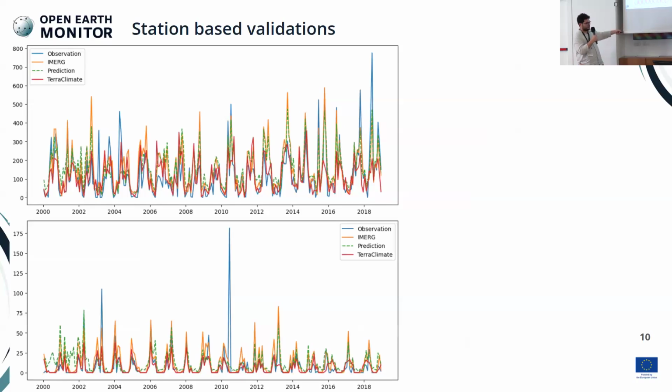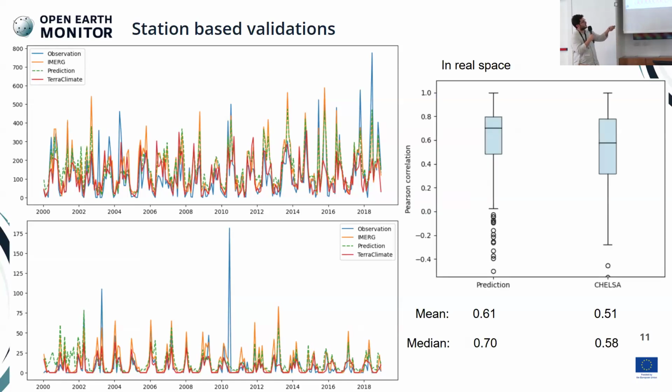When we look at the time series in the real space, the model can generally pick up the trend and seasonality within the time series. And at the right side, you see the comparison between our predictive model and also the Chelsea. This model does not include Chelsea, so we can fairly compare the performance. The mean value and median value are significantly improved compared to Chelsea, but still, I think there is a bit of room for improvement.